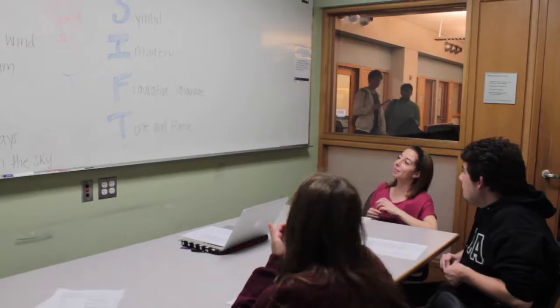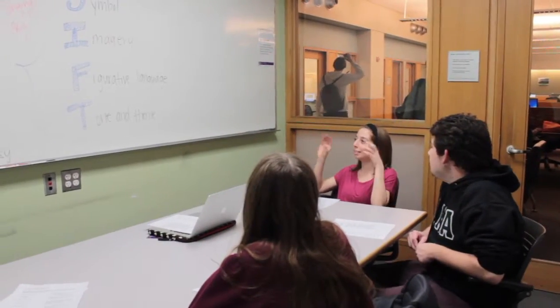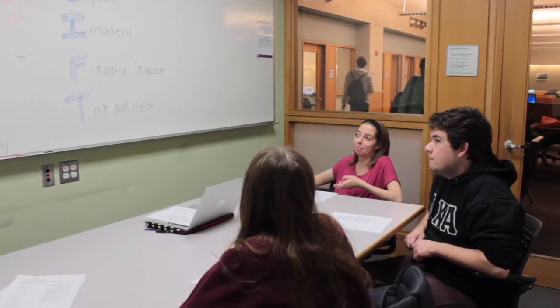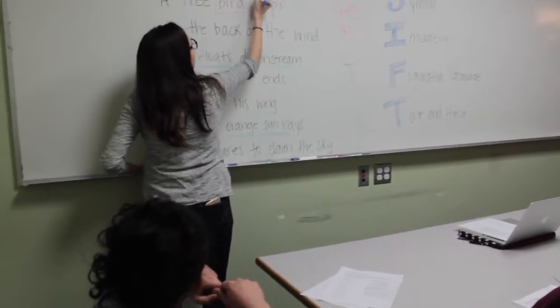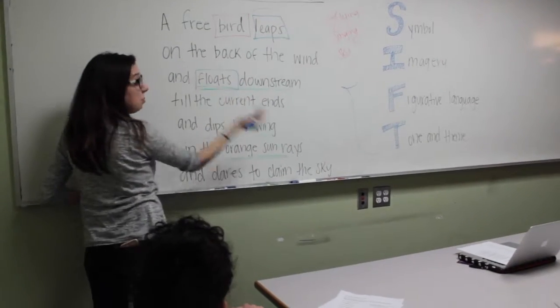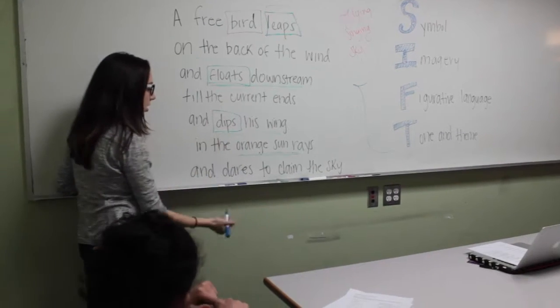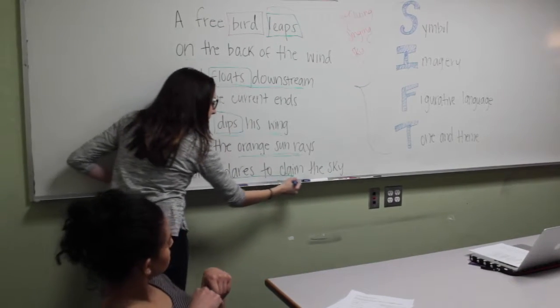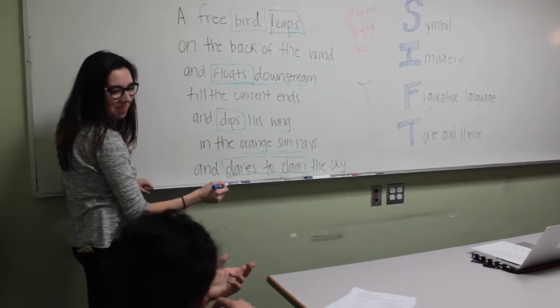Joanna? Well, it feels like everything that the bird is doing, it's not like what I would just use to describe a bird. Right. Like birds don't leap. I agree with you. A bird leaps. That's a really interesting one. And floats. Let's even keep going with the verbs, right? The verb choice. Dips his wings. Dares to claim the sky.